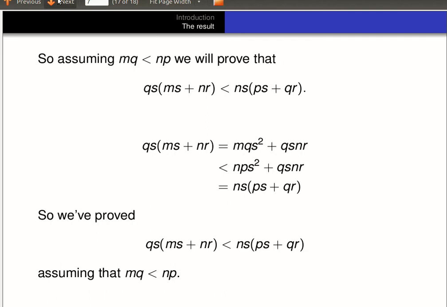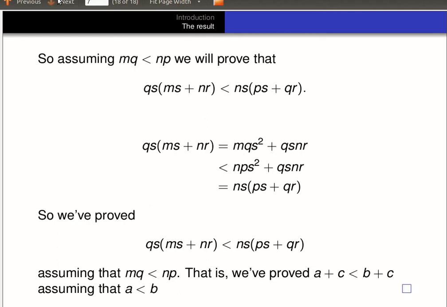So we've proved the relationship that we need to demonstrate using the assumption that mq is less than np. That is, we've proved that a plus c is less than b plus c, assuming that a is less than b. So that concludes this proof and this video.